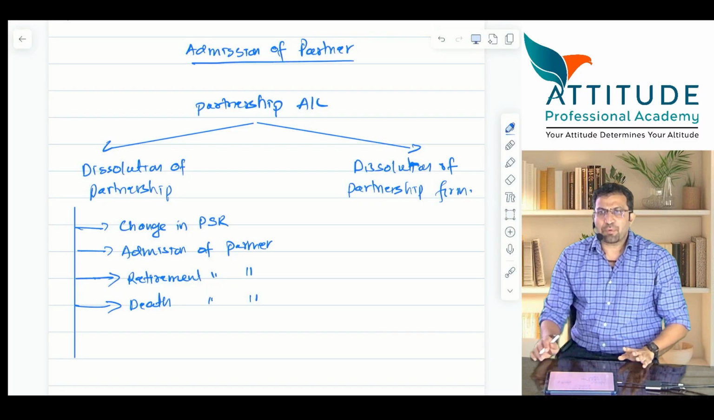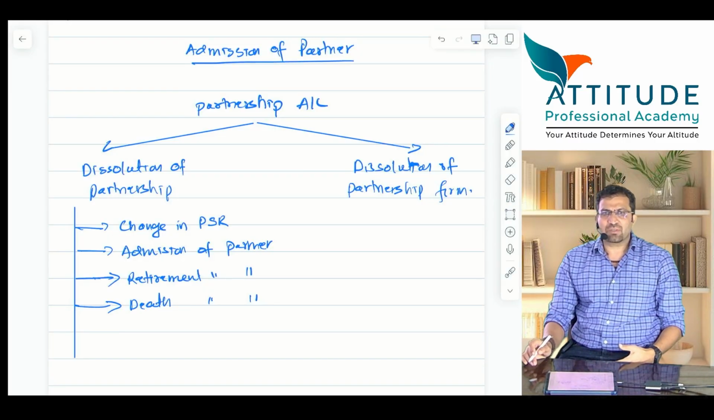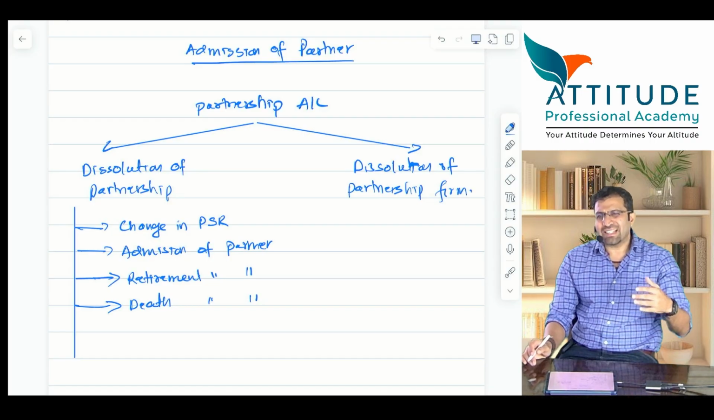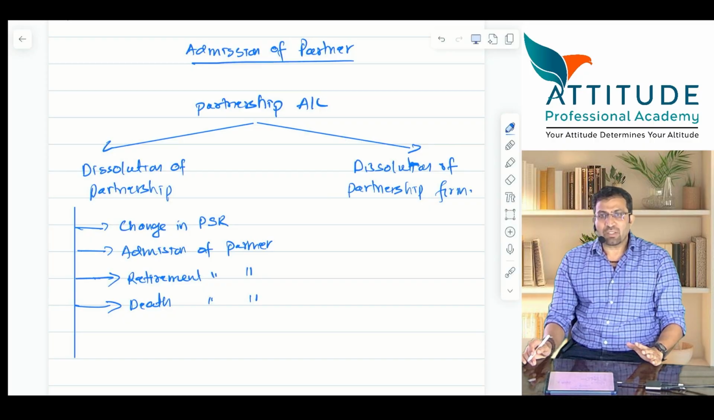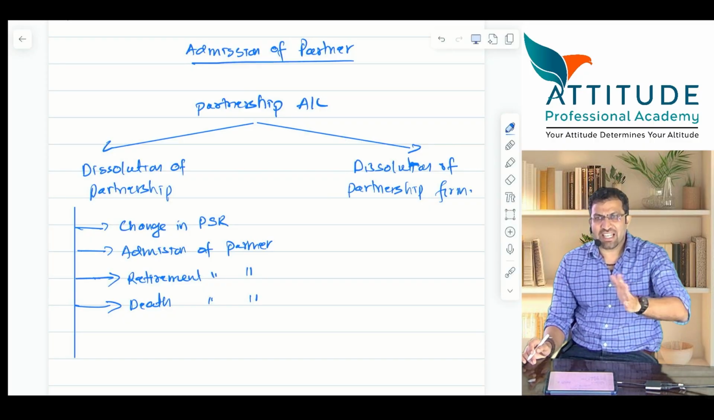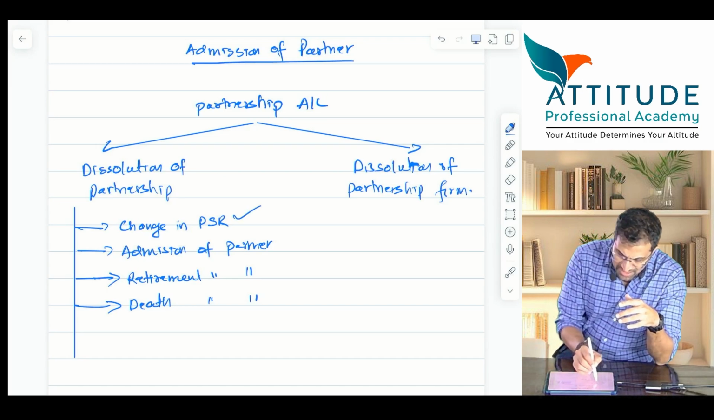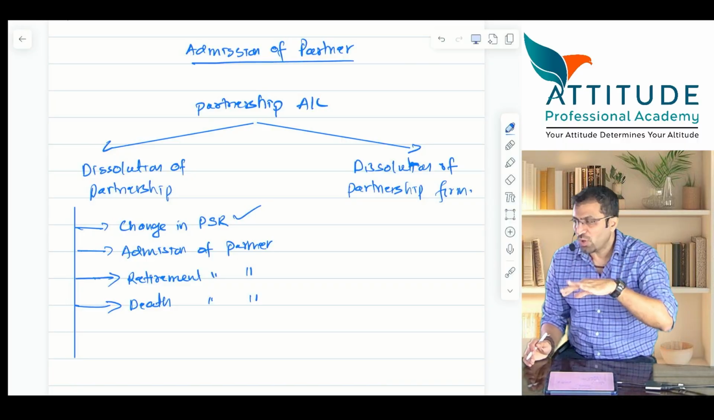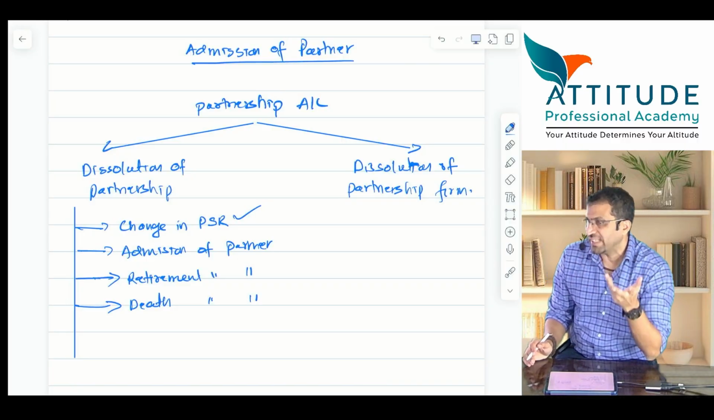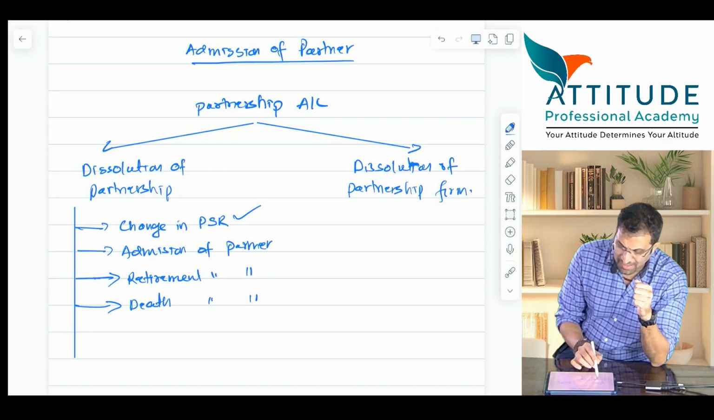Example, change in profit sharing ratio. Hear it carefully. Sir, A and B are sharing profits and losses in the ratio of 1:1. Now A has become old. A says, I'll take a lesser share. B, you take a higher share. Now tell me, is there admission, retirement, death, or is there a change in profit sharing ratio? So change in profit sharing ratio is known as dissolution of partnership. Means the constitution is changing. Earlier the ratio was 1:1. Now the ratio could be 1:3. Is that clear? Understood?